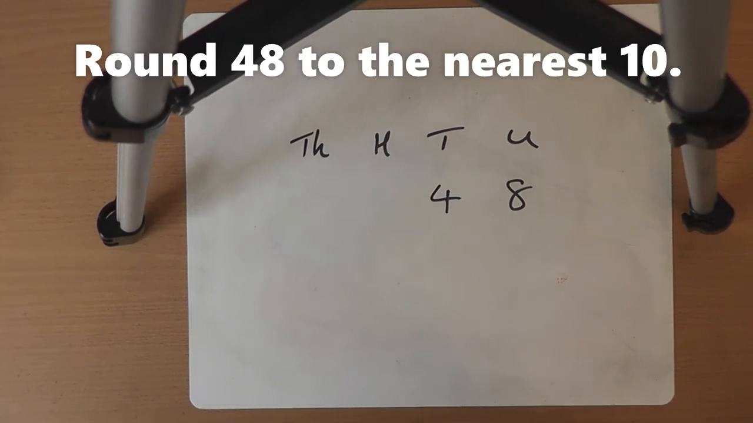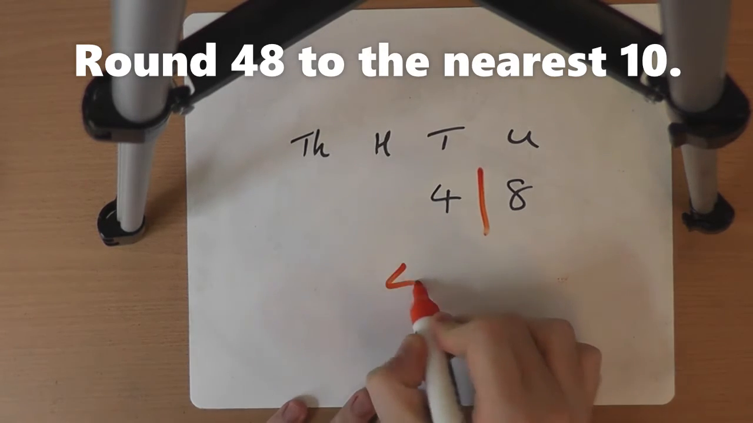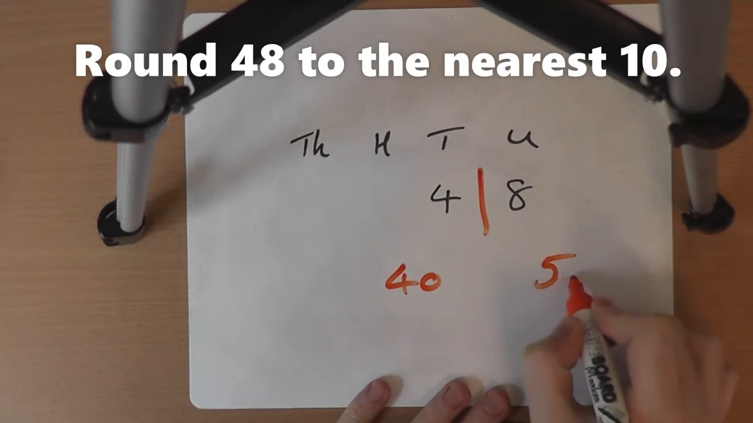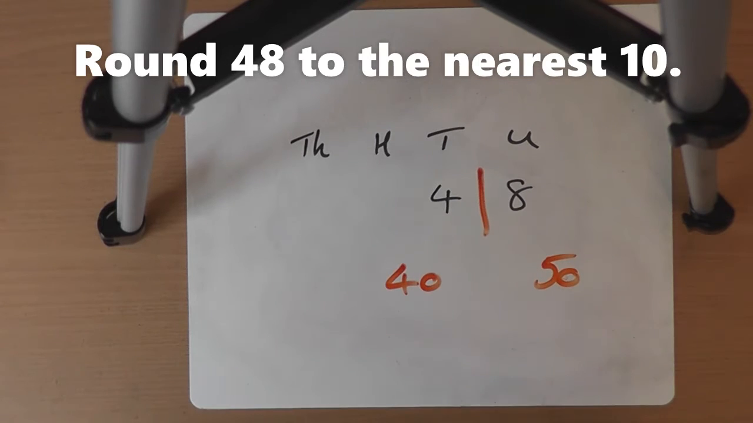Round 48 to the nearest 10. So we're going to the nearest 10 again, so I'm going to put my split line in after the tens number. This tens number here, the 4 tens, is either going to stay as a 4 tens and be a 40, or it's going to increase by 1 and become a 5 tens, i.e. 50. And notice that if I count it up in tens, 10, 20, 30, 40, 50, 40 and 50 are the two tens numbers that fall either side of the 48.